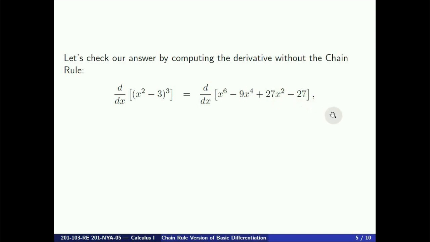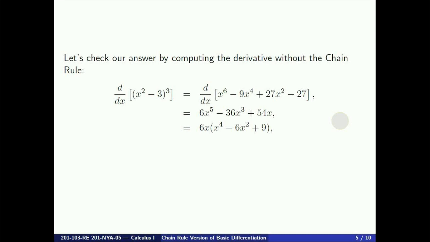Now we can obtain the derivative by using the power, the sum, and the difference rules. We get that the derivative is 6x to the power of 5 minus 36x cubed plus 54x minus 0. To see that this is the same as the derivative obtained on the previous slide, we will factor our answer. All three terms share a common factor of 6x, and therefore the answer can be rewritten as 6x times (x to the 4 minus 6x squared plus 9).